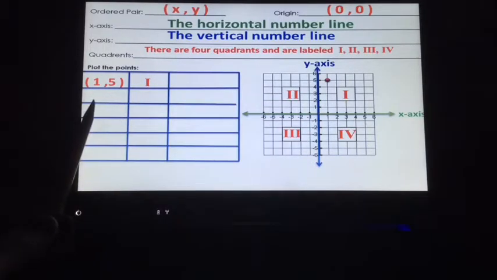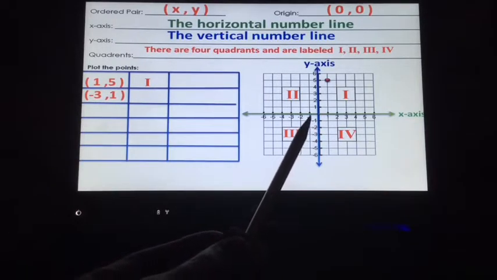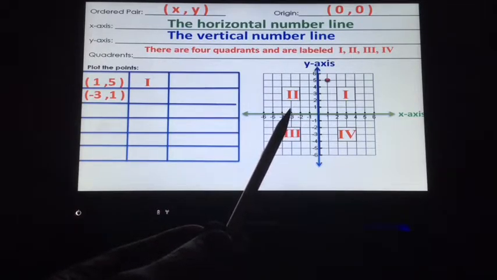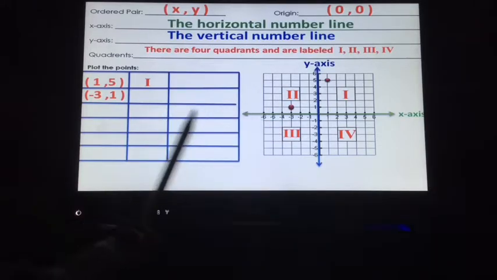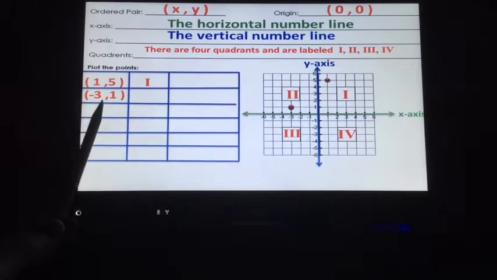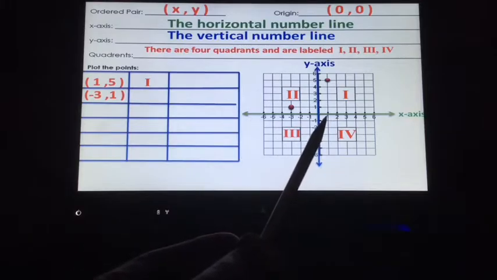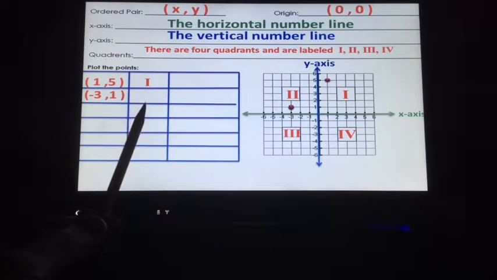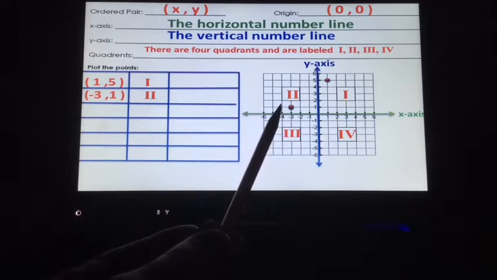Now, this next point right here is the point -3, 1. So that one would tell you to go to the left 3, right? Because that's the -3 for the x, and then up 1. So it would be right there. Okay, that's the point -3, 1. And again, remember you have to go horizontally before you go vertically. And then we're going to put that one in quadrant 2. We're going to put the 2 right here because you can see it's in quadrant 2.